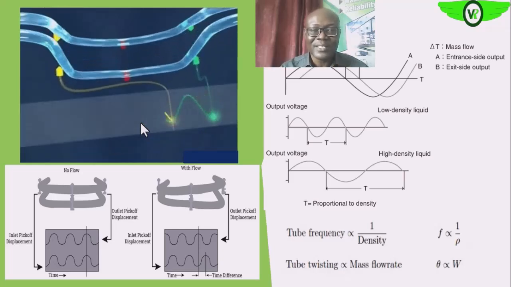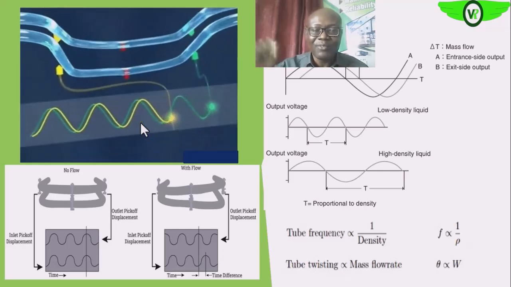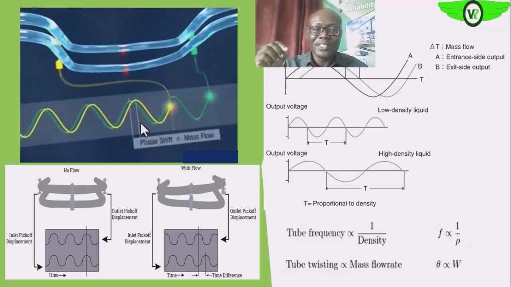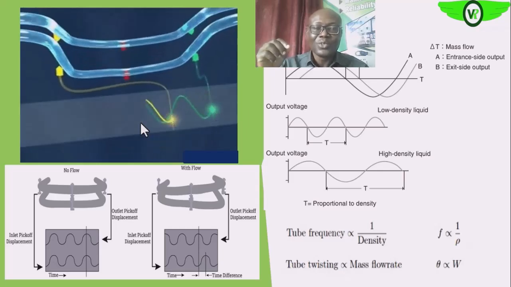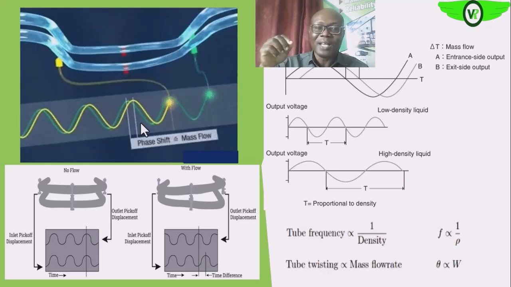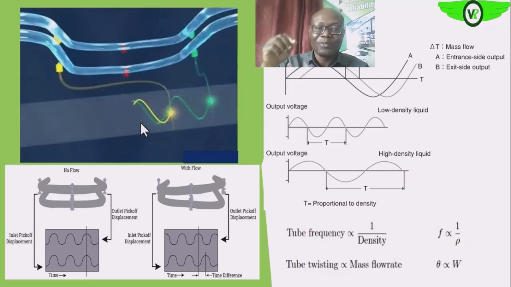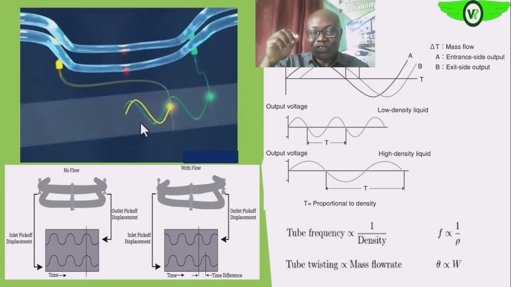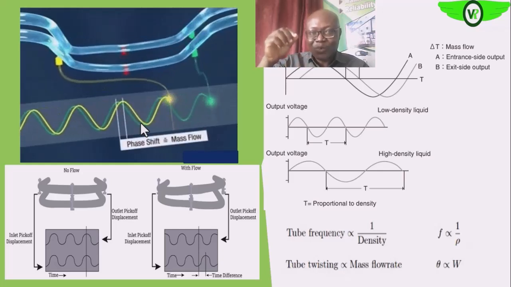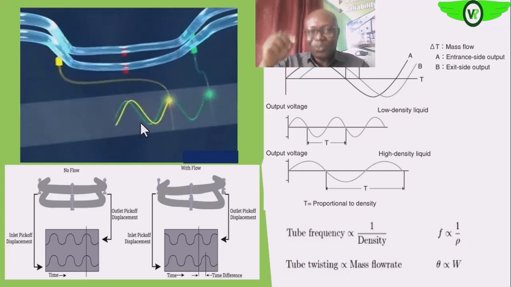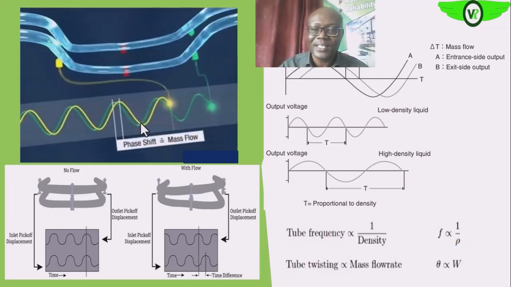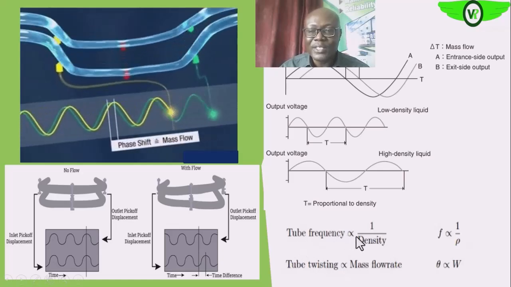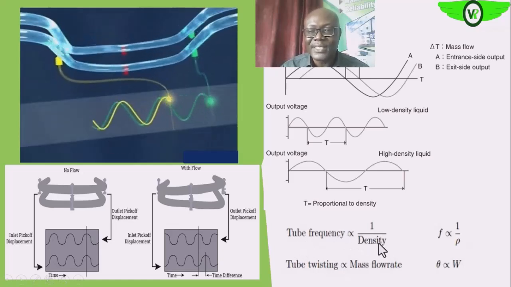It's just like the mass spring arrangement. When you have a spring with a mass at the end of the spring, and you oscillate the spring, when you increase the mass, the rate of vibration, the movement up and down, will drop. Since it's heavy, it will be slow. But if it is light, you see it oscillating faster. That is exactly what is happening here. So the tube frequency is inversely proportional to the density.